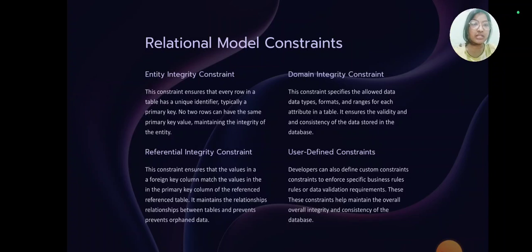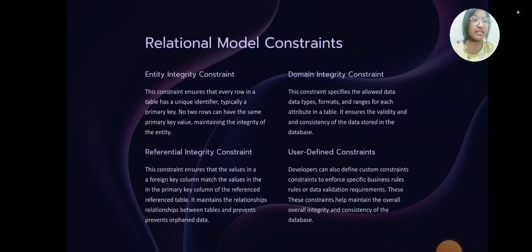Entity integrity constraint. This constraint ensures that every row in a table has a unique identifier, typically a primary key. No two rows have the same primary key values, maintaining the integrity of the entity. Domain integrity constraint. This constraint specifies the allowed data types, formats and ranges of each attribute in a table.